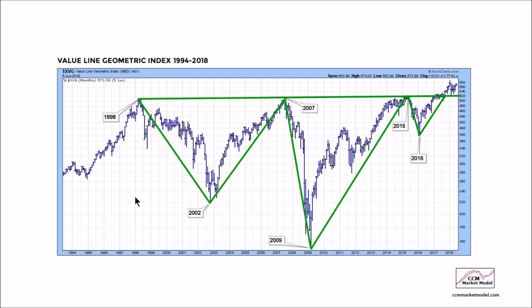This is our Value Line Geometric Index. We had a rally, price was rejected in 1998, came down, found a bottom in 2002, rallied back to basically the exact same point in 2007. Price was rejected again. The market found its footing in 2009, rallied back to the exact same area in 2015, and for a third time was rejected.